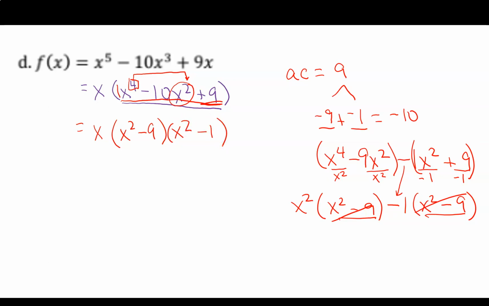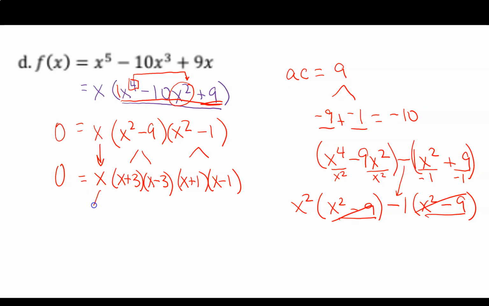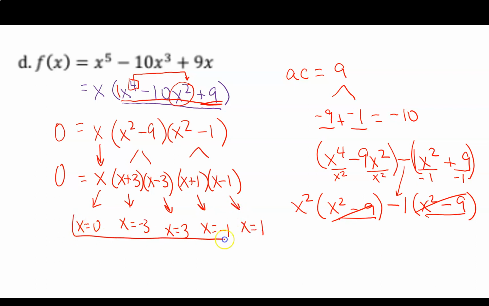All right, so looking at what we have here, we need to break both of these down. They're differences of squares. And then don't forget your original GCF. And now we're going to set this equal to 0. So x equals 0, x equals negative 3, x equals 3, x equals negative 1, and x equals 1. So we have 5 solutions, but we have a degree of 5, so that makes sense.